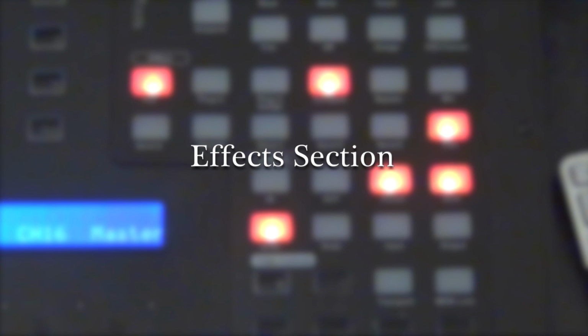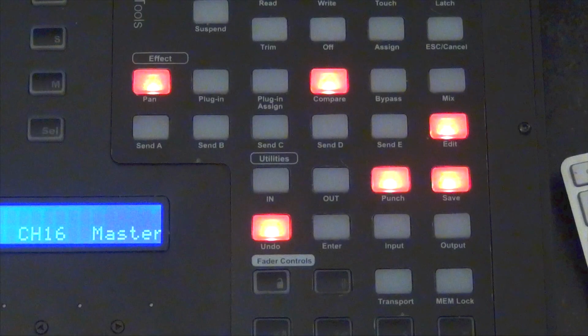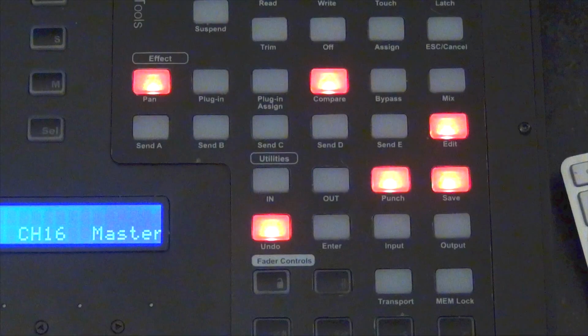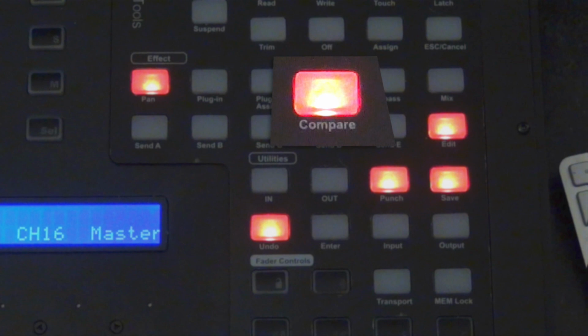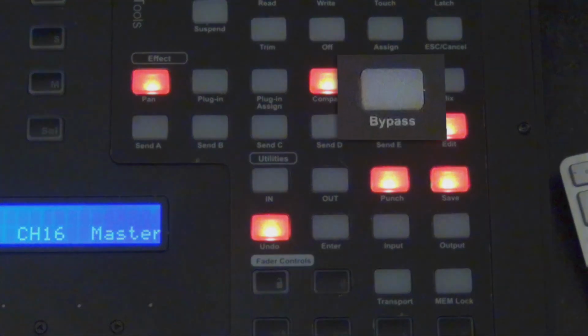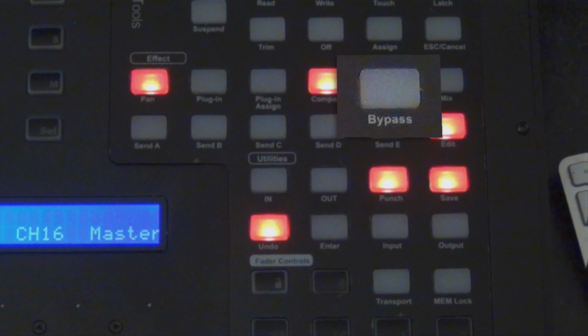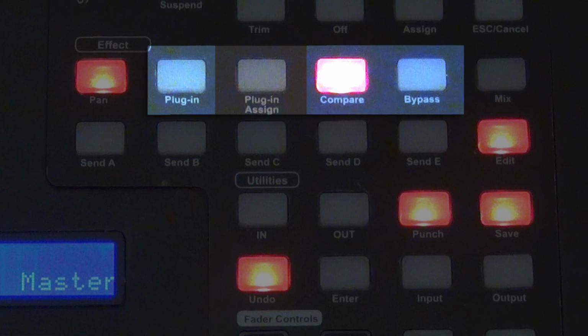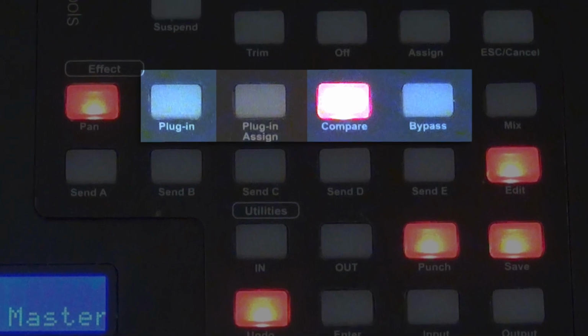Let's run down the buttons in the Effects section. You'll see the Pan button, the Plugin button, the Plugin Assign button. The Compare button lets you toggle back and forth between plugin settings. The Bypass button will let you bypass the effect of the entire plugin. Remember, the Compare and Bypass buttons won't work unless the Plugin button is active.